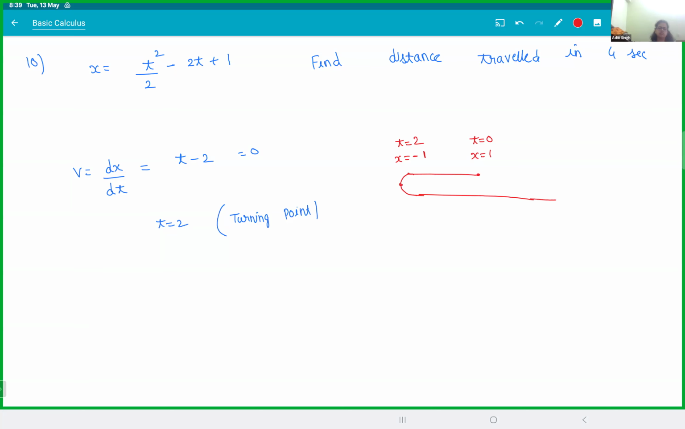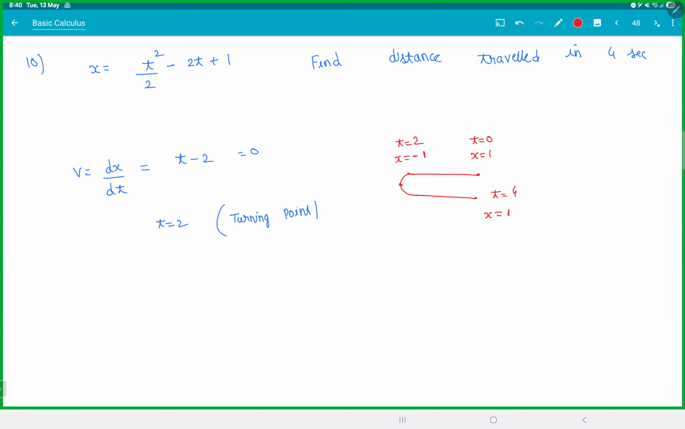Sir, at t is equal to 0, wouldn't it be x is equal to 1? Just substitute in x. We get x is equal to 1. Is this clear, everyone? Actually, you came back to the same position. At t is equal to 4, you came back to x is equal to 1.